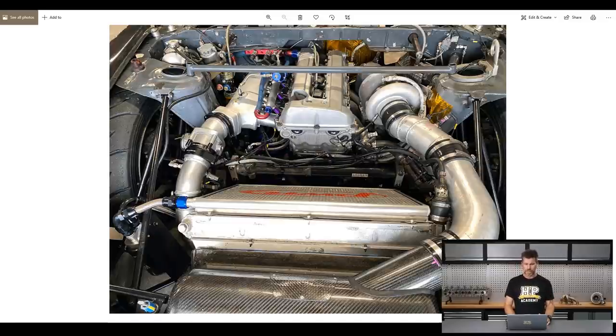The solution for this, which we're seeing a lot of the top cars at World Time Attack now incorporate, is that they are isolating the throttle body from the inlet manifold. So in this case, it's a second V-band style clamp there, both sides of the throttle body.